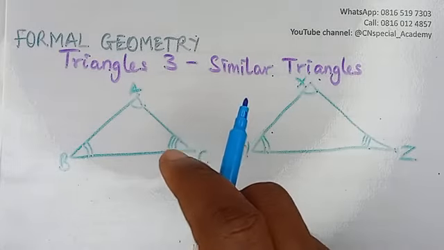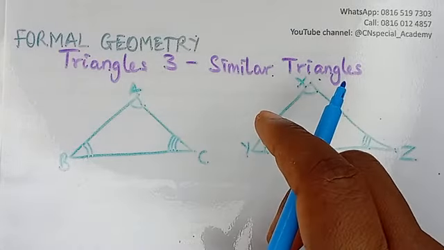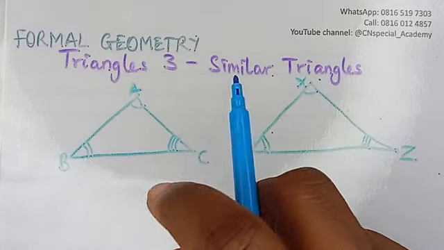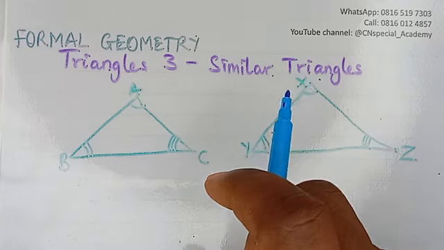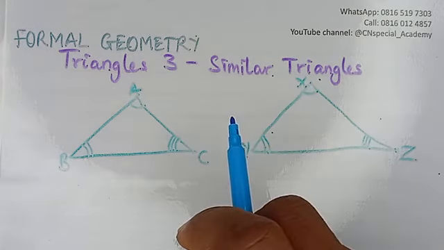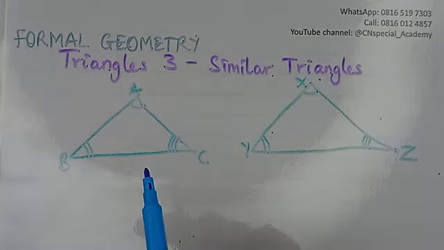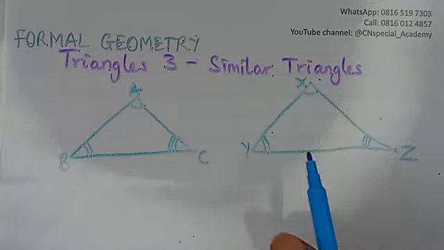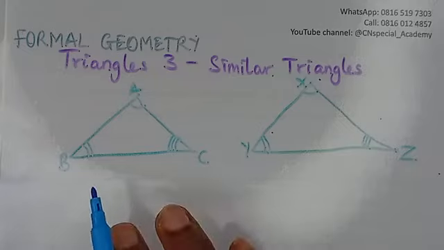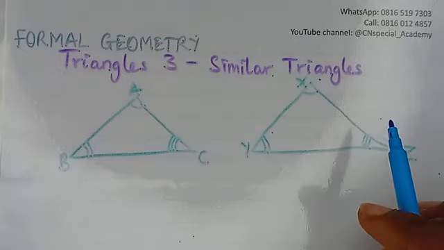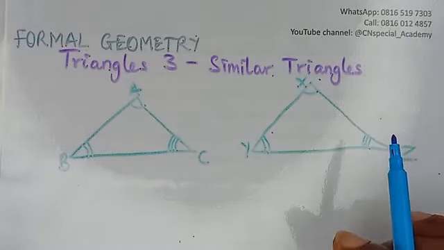In this video, we are discussing similar triangles. And when we say similar triangles, we are talking about equiangular triangles. What do we mean by the word equiangular? We mean that their angles are equal. We mean two or more triangles that have equal interior angles.